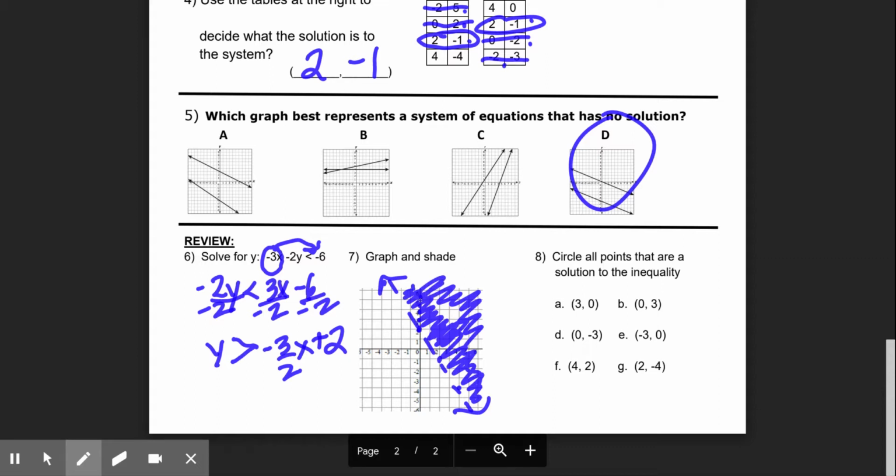And then number 8 says, circle all the points that are a solution to the inequality. So when we look at the point 3, 0, we go to the right 3 and it's right there. So this would be a solution. 0, 3 would be right up here, so that would be a solution. 0, negative 3 is down there, so that one's not. Negative 3, 0 is right here, so that one is not. 4, 2, that's right 4 up 2, so that one is. And 2, negative 4, right 2 down 4, and it's not. So those 3 would be solutions.